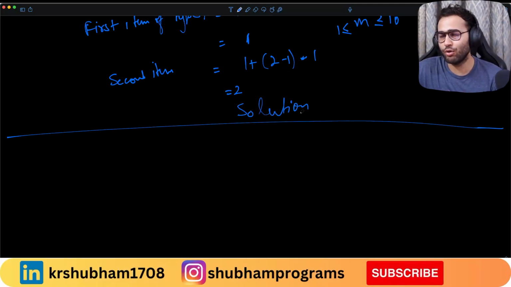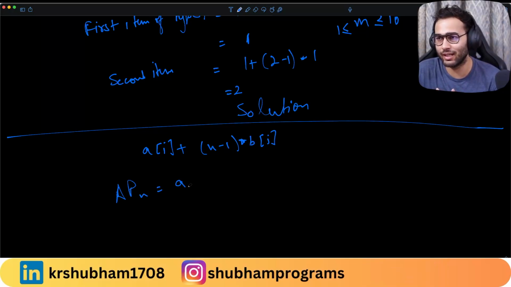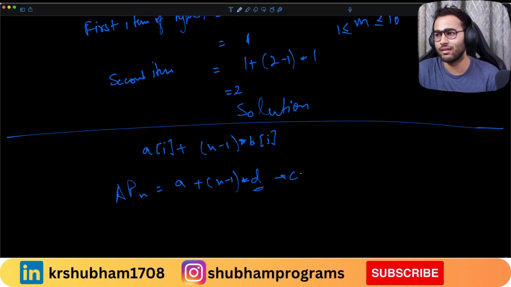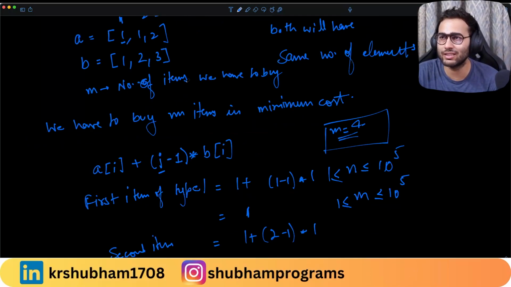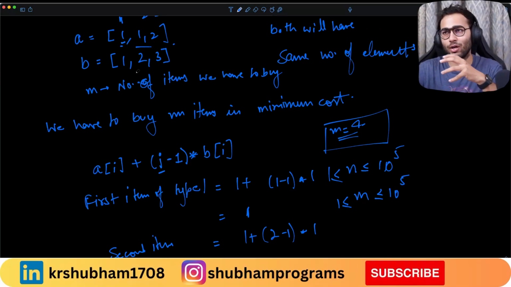Okay, so when I look closely, this problem screams to be an arithmetic progression, right? So A of i plus (n minus 1) into B of i. Doesn't this look like the nth term of an AP, which is a plus (n minus 1) into d, the common difference, right? So basically, we have the starting terms of these APs and we have the common difference, and we have to keep track at every point.